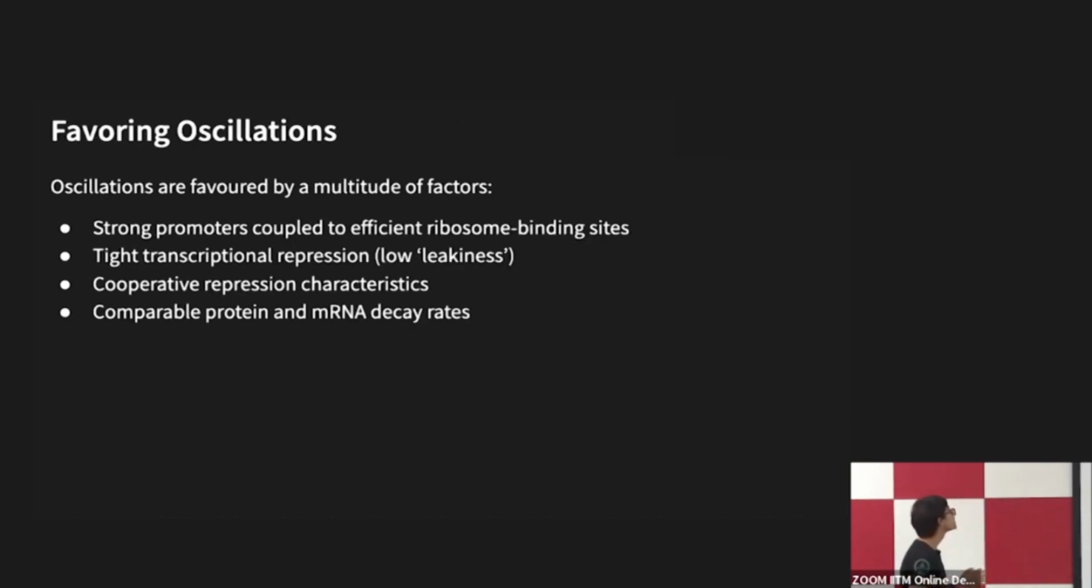Now, coming to how we're favoring these oscillations, the oscillations are favored by quite a few factors. Essentially, we want strong promoters that are coupled to efficient ribosome binding sites. We're also looking for tight transcriptional repression, cooperative repression characteristics, and comparable protein and mRNA decay rates.